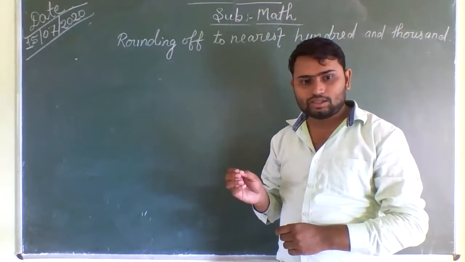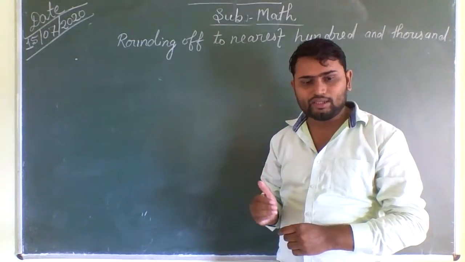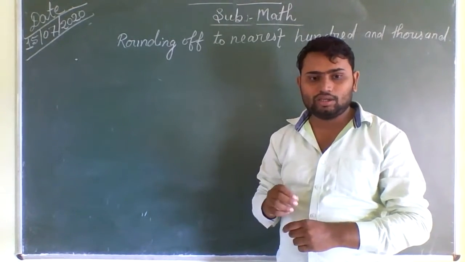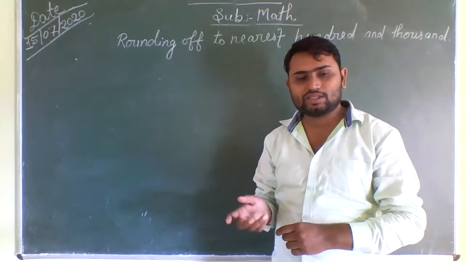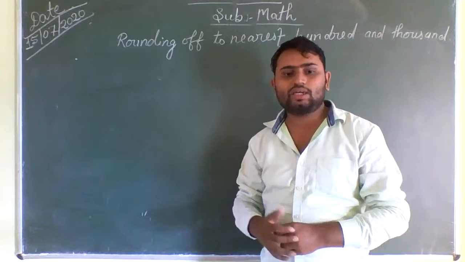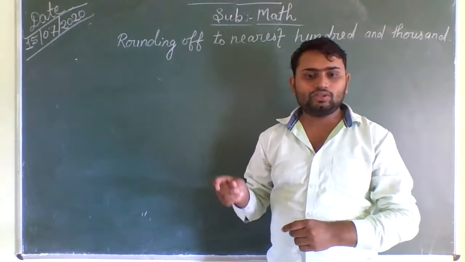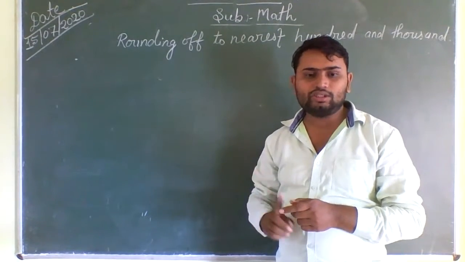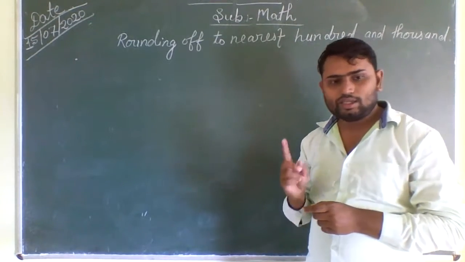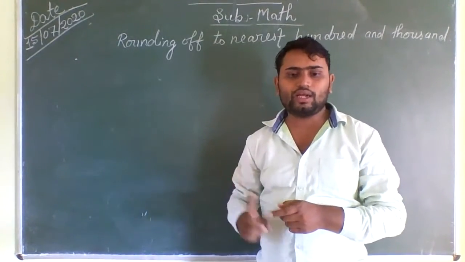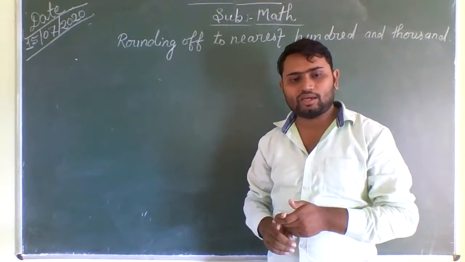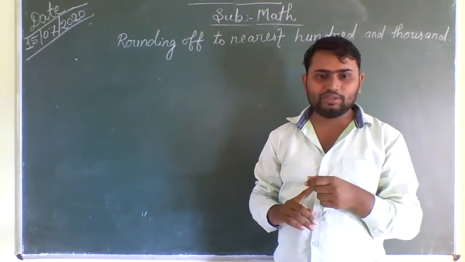If we have a number and we want to find its nearest 100 or nearest 1000, to find its nearest 100, we will go to the digit at the 100 place, because we are finding the nearest 100 of that number. This is your first step.